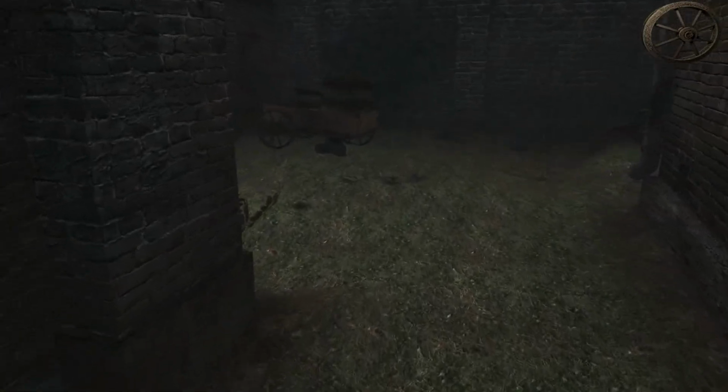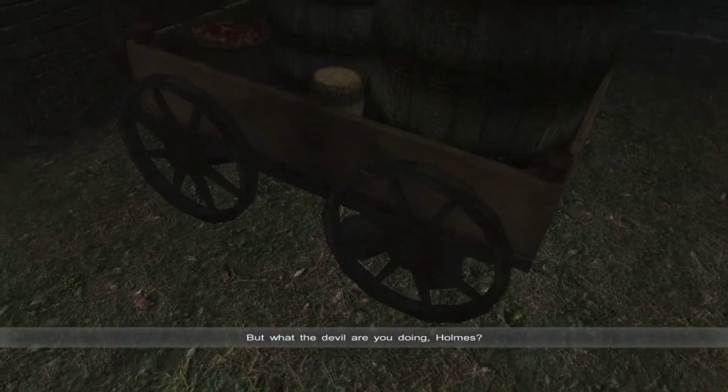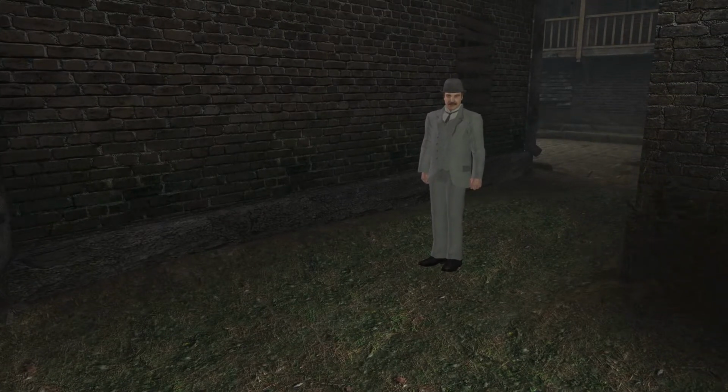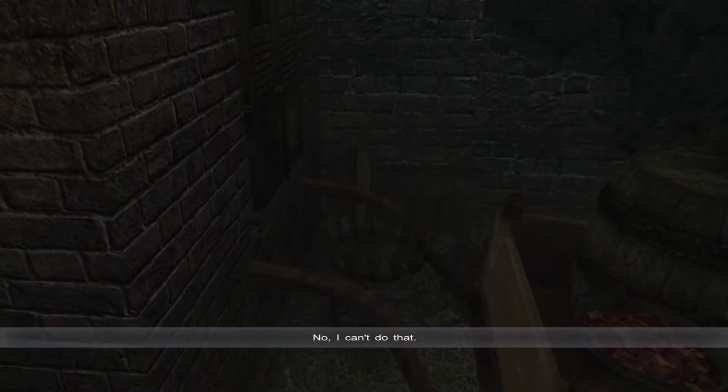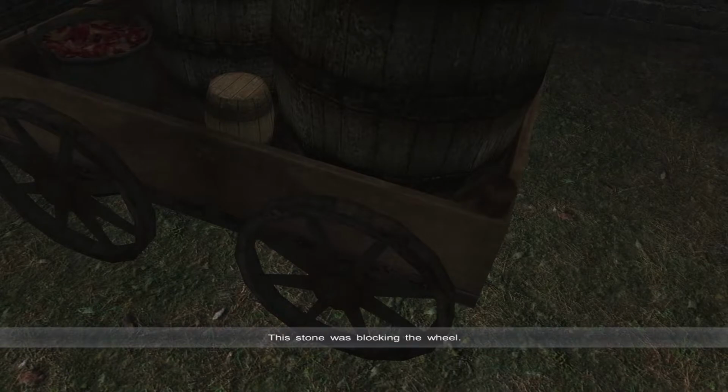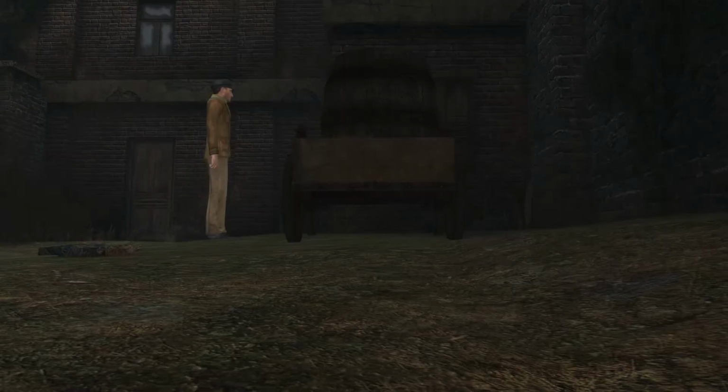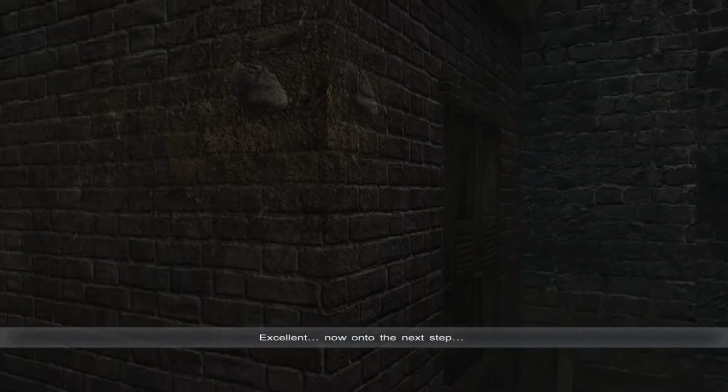So here we are. And let's... Elementary. But what the devil are you doing, Holmes? Fix the cart. Now we push it. No, I can't do that. Why? Do I need to... What do I need to do now? This stone was blocking the wheel. Oh, okay. Excellent. Now, on to the next step.